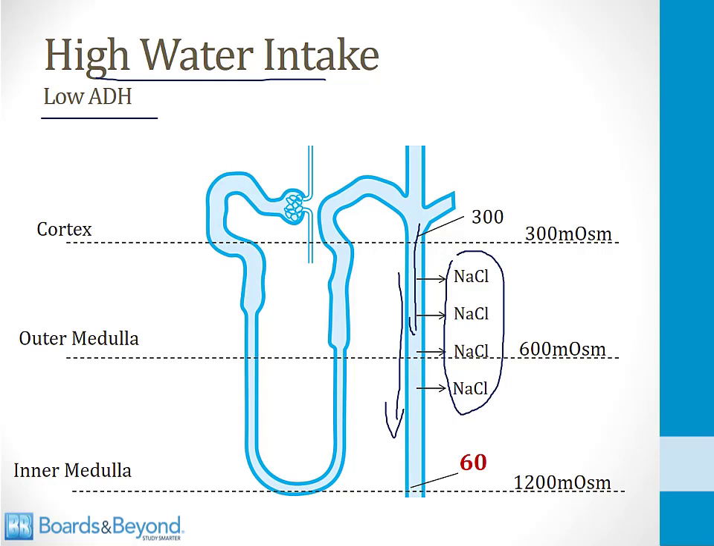As a result, you will make urine that has a very low osmolarity, like 60. In other words, you are excreting mostly free water and very little solutes, and this is what you want to do. There's excess free water in the body, so you want to excrete urine that is very dilute and has a very low osmolarity.